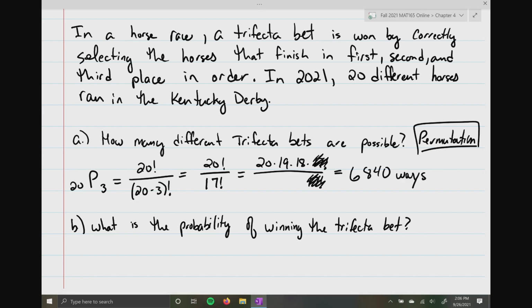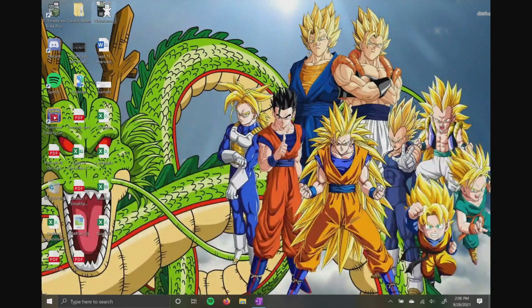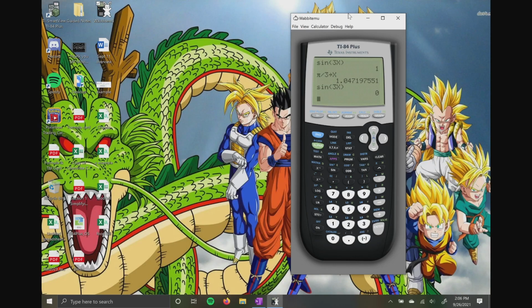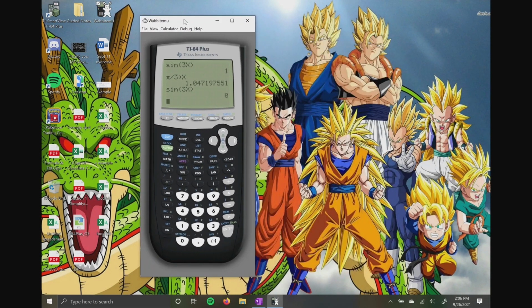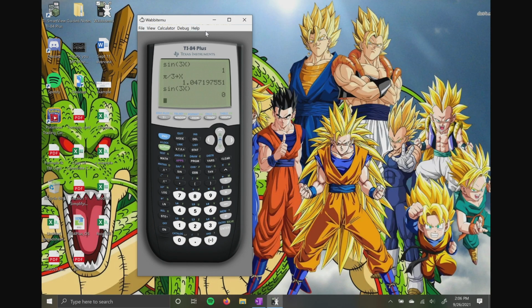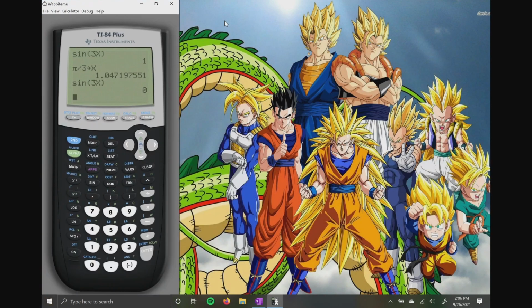Okay? Now, if you happen to have a calculator that can do this, all you got to do is figure out how to input it. So for me personally, as you can see, I'm a huge Dragon Ball Z fan. So I have this little calculator here. All right, that it just emulates a TI-84. All right, I guess can I maximize that a little bit? There we go. I think that'll help.